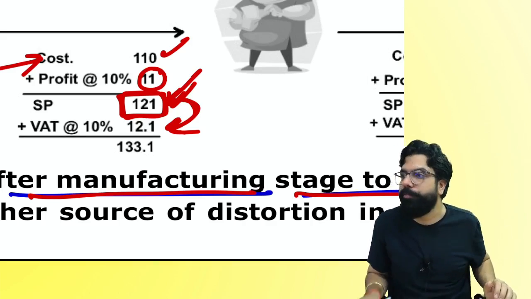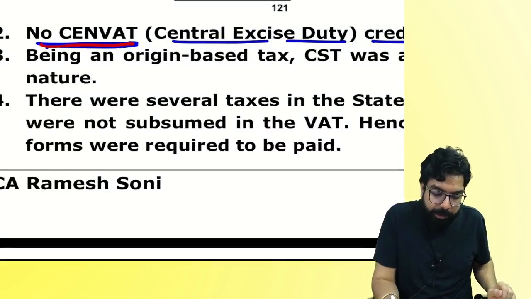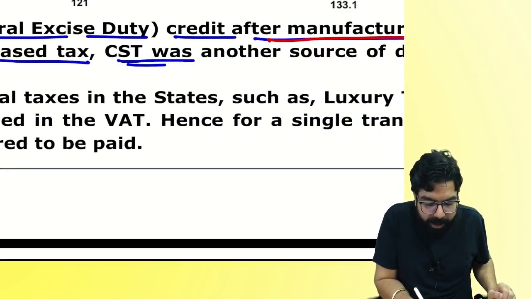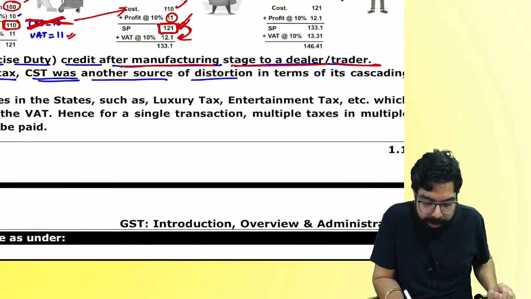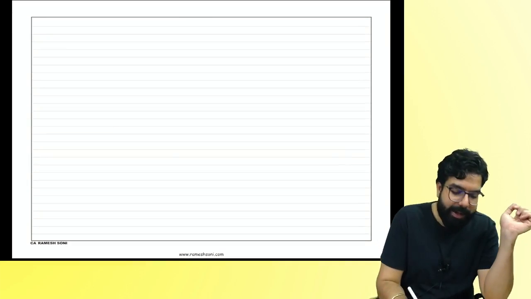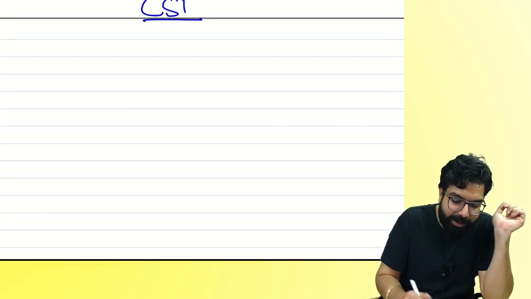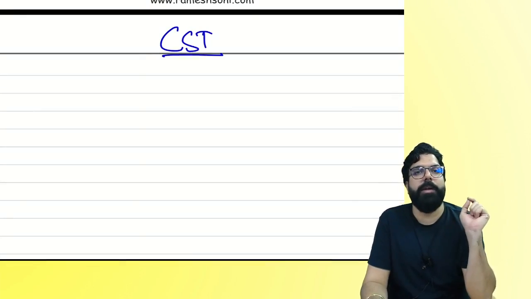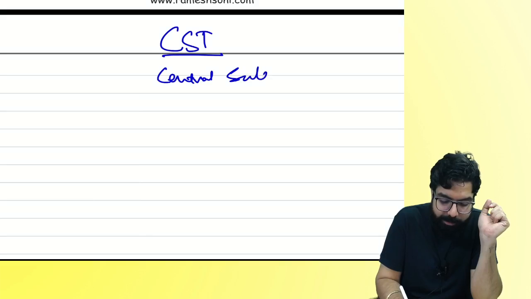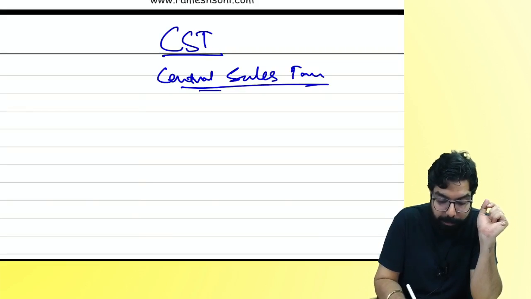Can I go ahead, everyone? Next. Being an origin-based tax, CST was another distortion in terms of cascading effect. Chalo, I'll explain this CST part. CST. Sir, why is learning CST very important? Baba, you will understand after some time. Central Sales Tax. Sir, you will say, I don't need this, sir. Baba, you will need it.